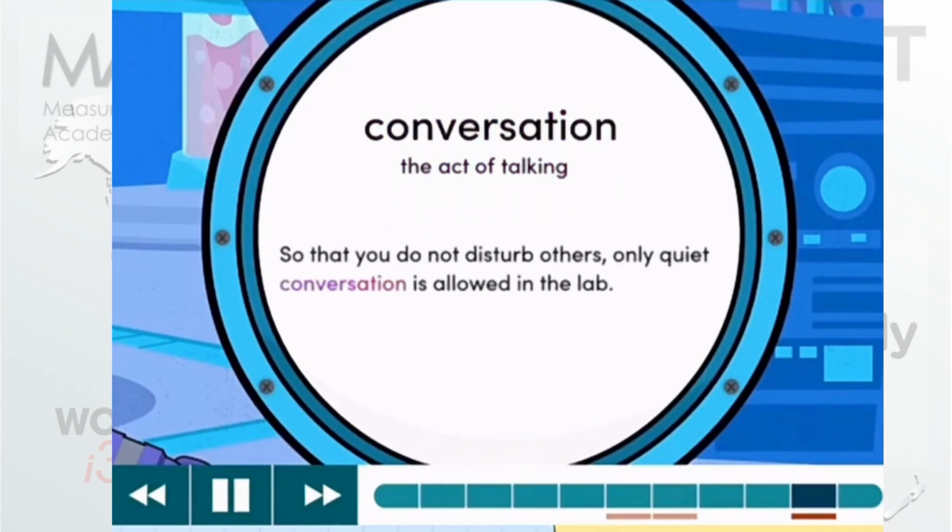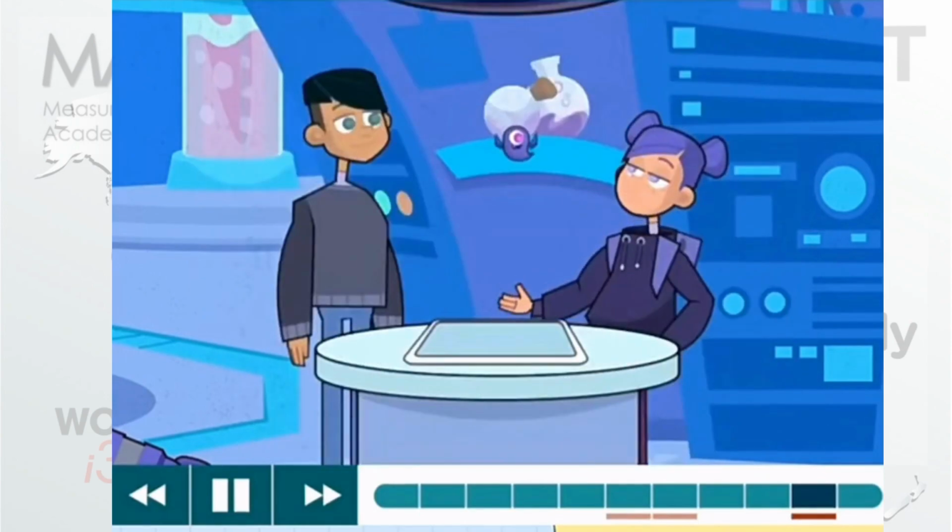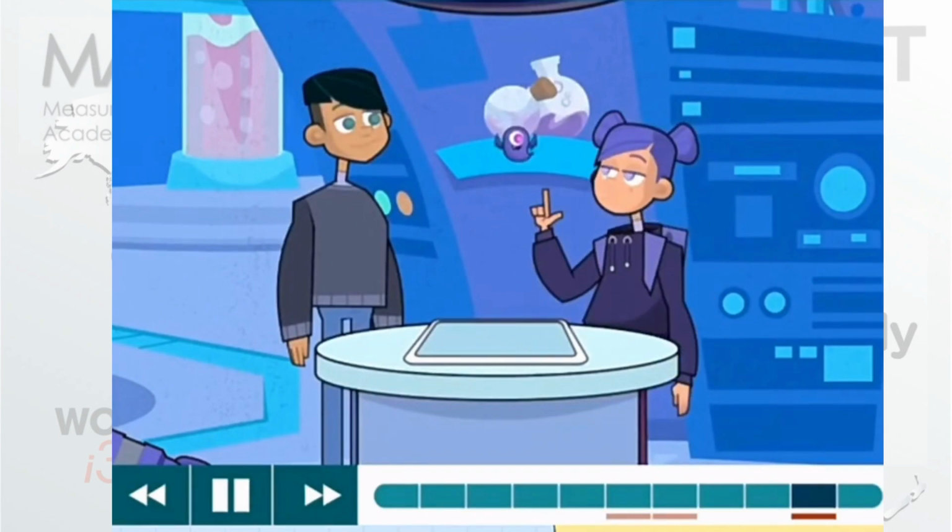The sentence says, so that you do not disturb others, only quiet conversation is allowed in the lab. I get it! This sentence is saying, the act of talking is allowed as long as you are quiet and don't disturb others. I'm really proud of how we're using suffixes to help understand the meanings of words. Let's answer a question about the meaning of one more word.